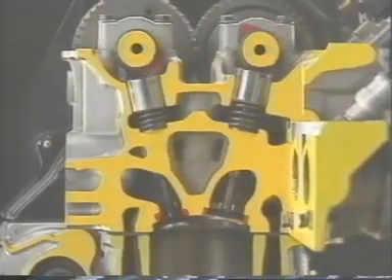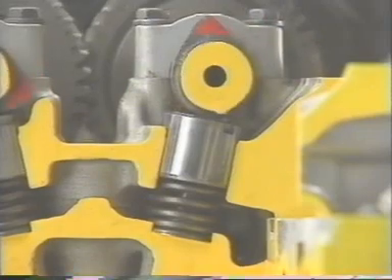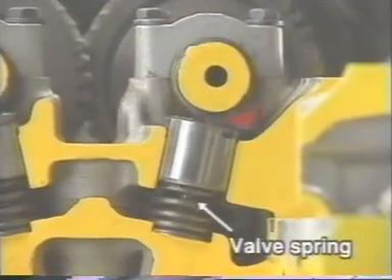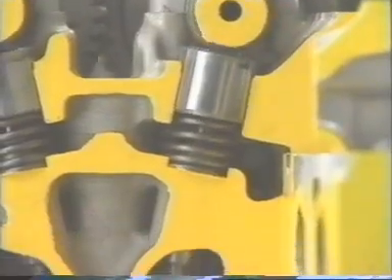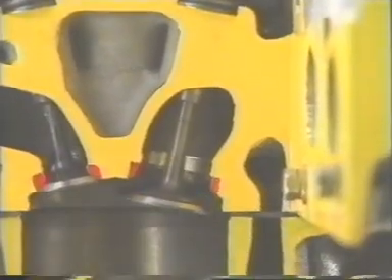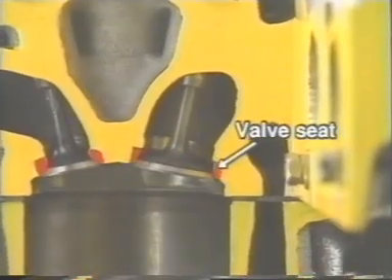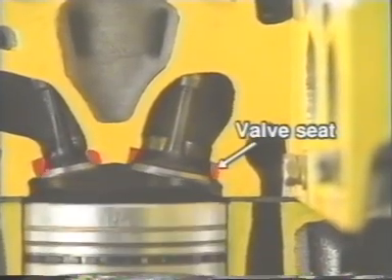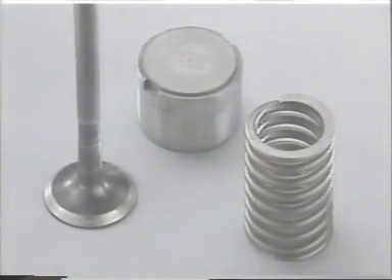Each valve is surrounded by related parts such as a valve spring and a valve seat. The valve spring is a coil spring that closes the valve. It forces the valve in close contact with the valve seat, preventing gas leakage. Normally, engines use 1 spring for each valve, although some engines use 2 springs for each valve.